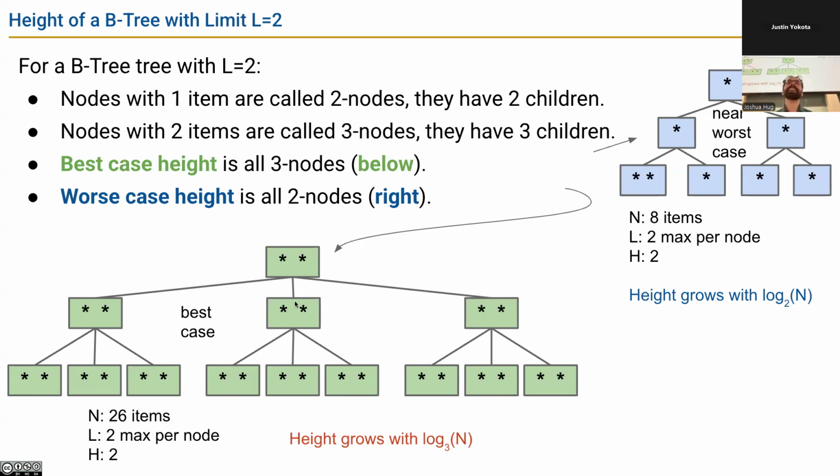The best case height you could ever have is if all of your tree is 3 nodes. That would be this bottom case. And it's the best in the sense that, hey, I have 26 items and there's only height 2. The worst case for a B tree is that all of the nodes are 2 nodes. Now, if you'll notice, both of these still have logarithmic relationship between their height and their number of nodes. This one's log base 3. This one's log base 2. So if the best case is log and the worst case is log, it's all log.